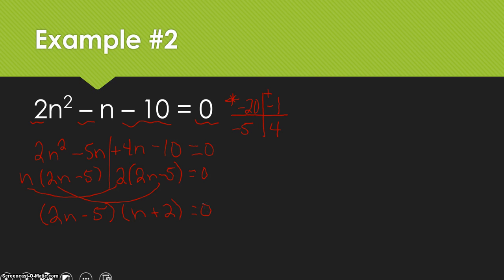is equal to 0. So now I set each piece, each factor, equal to 0, and solve for the variable. So I add 5 to both sides. So 2n is equal to 5. So then I divide by 2. Then n is equal to 2.5. Then on the other one, I just subtract 2 from both sides, and I get n equals negative 2. So my zeros are at (2.5, 0) and (negative 2, 0).